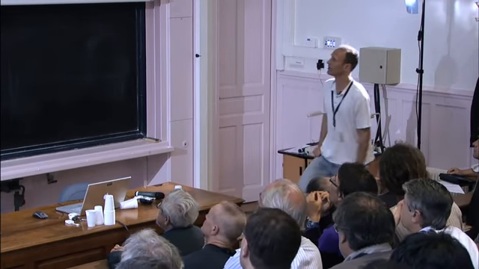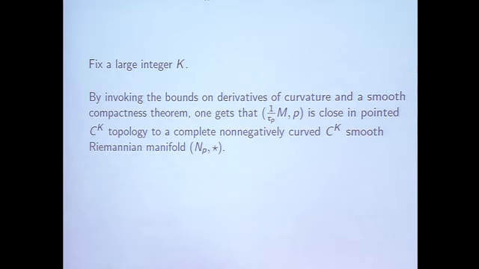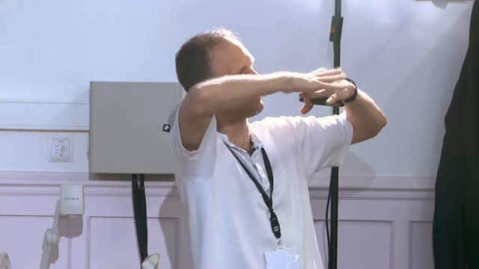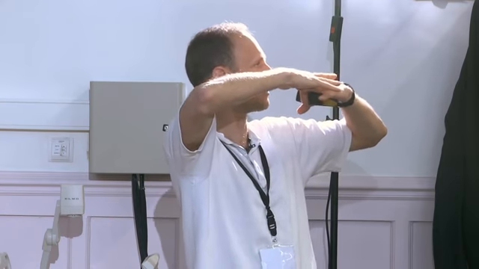So if you use the bounds on the derivatives of curvature, which I suppressed when I stated the theorem, and you apply the smooth compactness, what you see is that the manifold M rescaled by this scale is close in the C^k topology to a complete non-negatively curved C^k smooth Riemannian manifold, N_P, with a base point star, okay? Because I'm talking about closeness in the pointed sense. So I'll think of this. Again, you rescale the manifold to this scale. You see something which is, up to a good approximation, a non-negatively curved manifold.